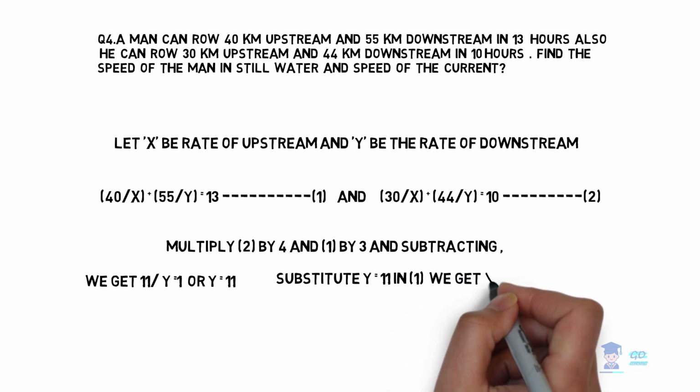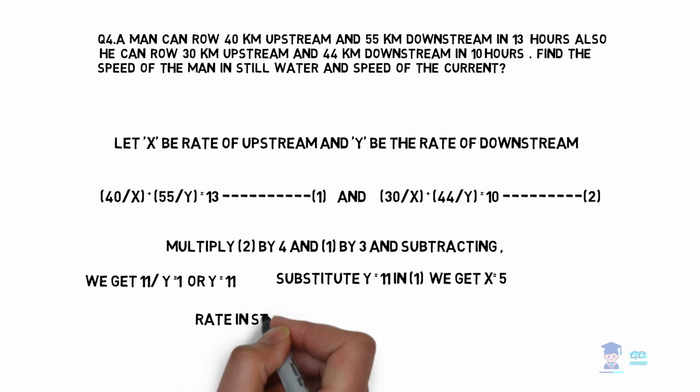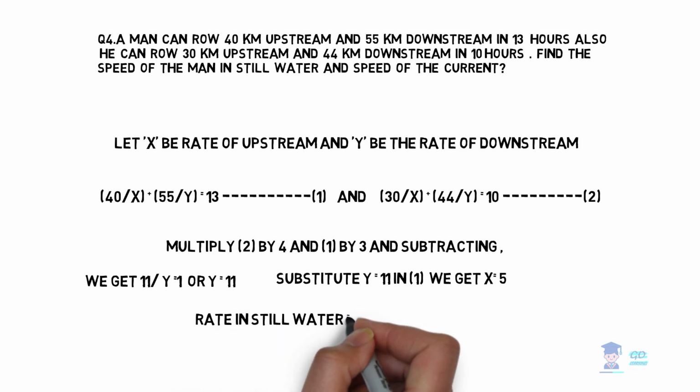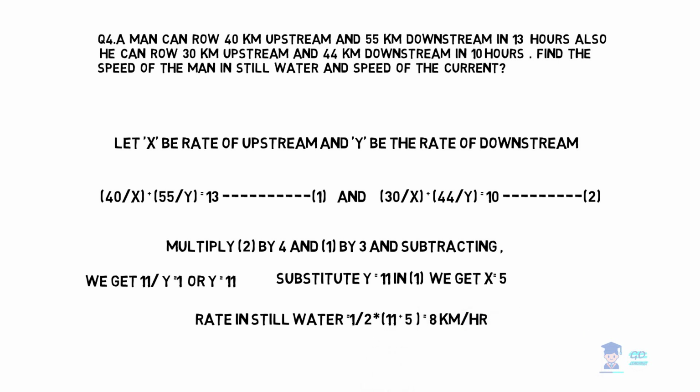Now the question is rate in still water. So the speed in still water is given as half into a plus b. So half into 11 plus 5, 8 km per hour. Rate of current is given as half into a minus b. So half into 11 minus 5, and that is 3 km per hour. So I think you'd now be clear with both boats and stream questions.